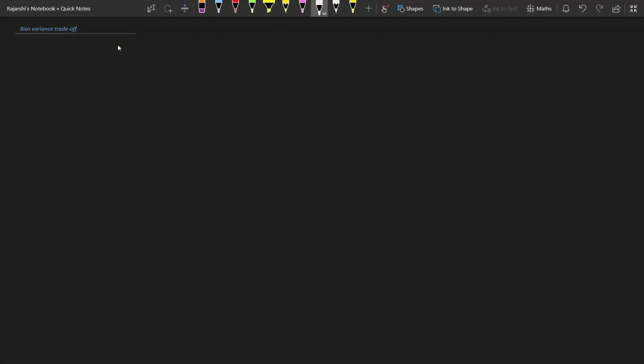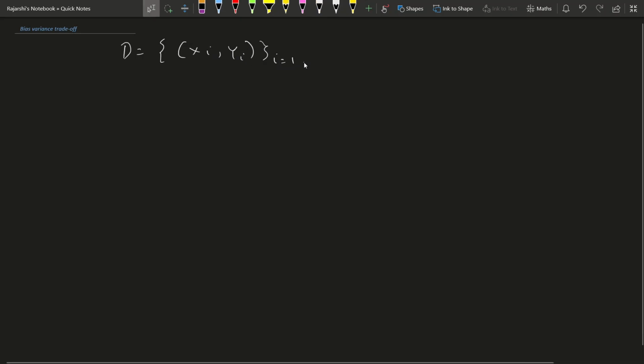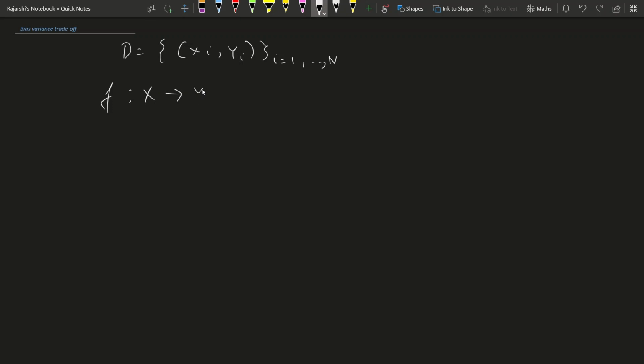First you have something known as the dataset, which is nothing but a set of paired values of x's and y's. You have n such values, meaning i goes from 1 to capital N, let's say. Now given this dataset, there exists a function f that explains the relationship between the x's and the y's of the dataset. In other words, it explains the behavior of the dataset.